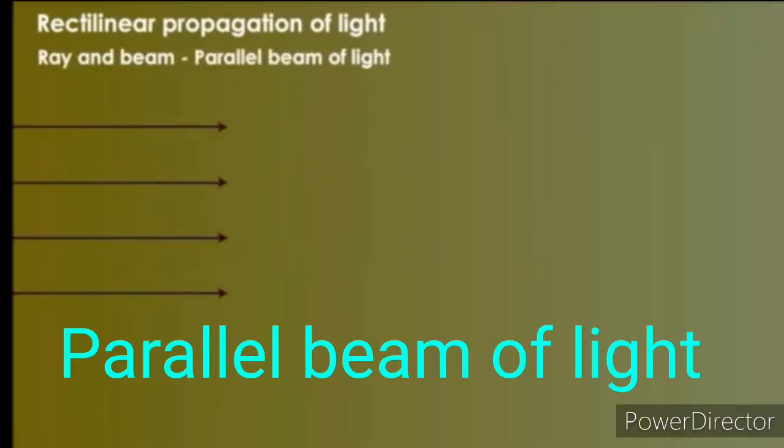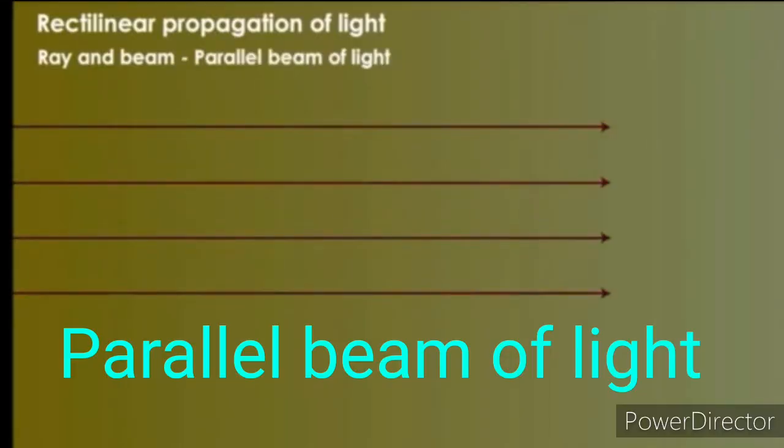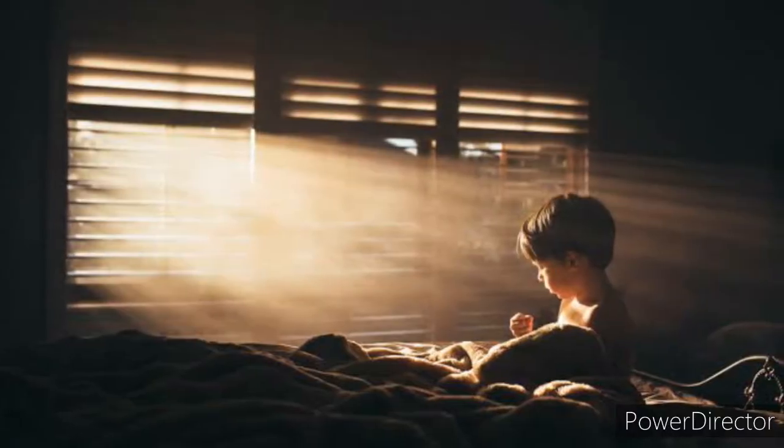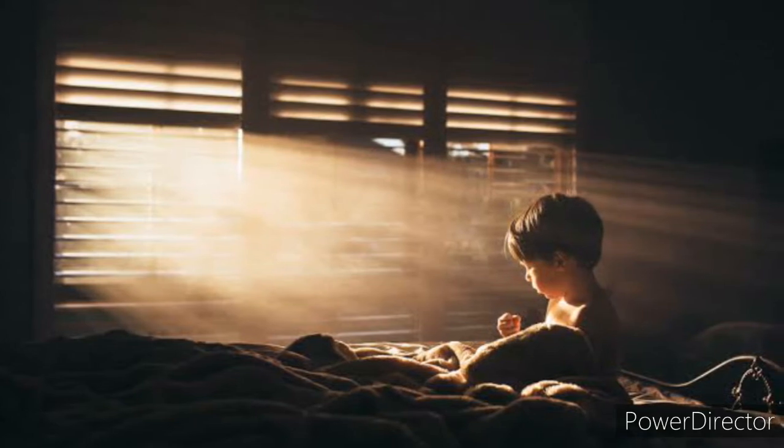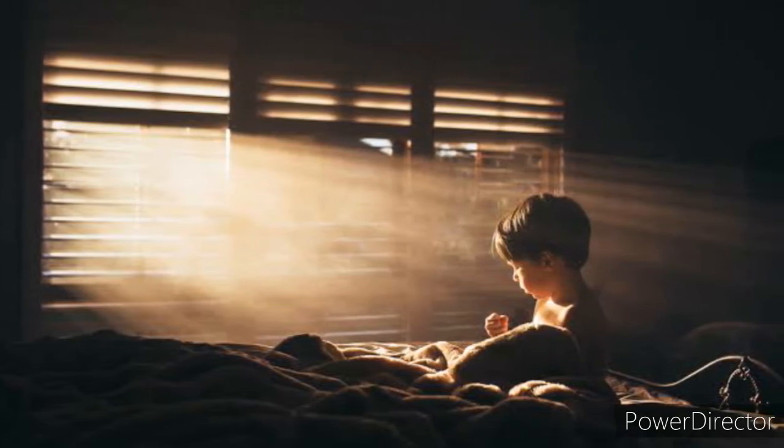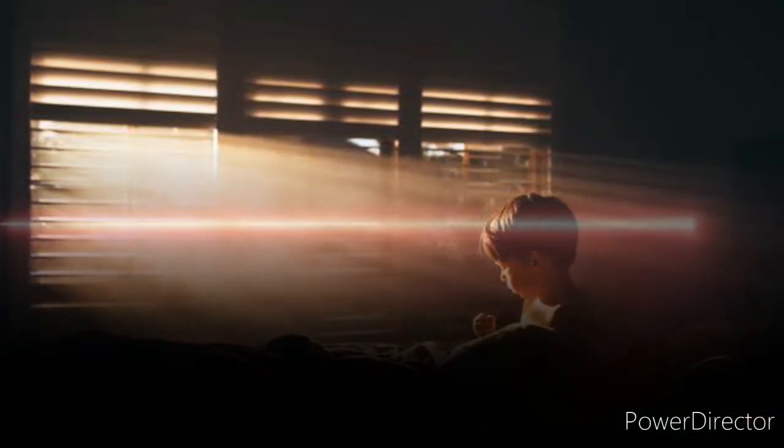Parallel beam of light. A group of light rays parallel to each other is known as parallel beam of light. The distance between rays is the same. Examples for this parallel beam of light are the rays of sun entering a room through an open window and the rays of light coming out of a spotlight.